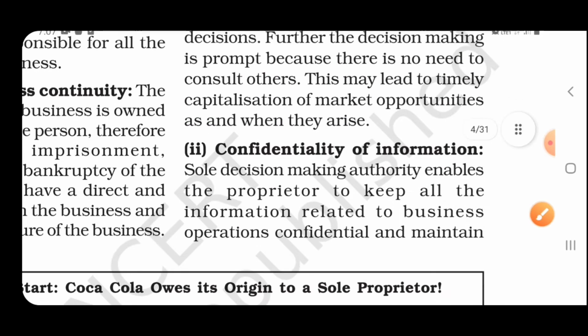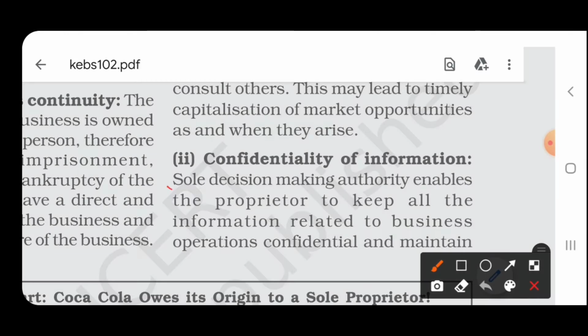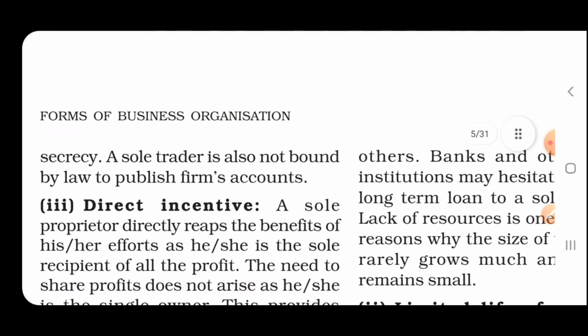The second one is confidentiality of information. This decision making authority enables the proprietor to keep all the information related to business confidential and maintain secrecy. That is, when a single person is doing all the activities, then he can keep everything confidential, he can keep all the things in secret, because nobody is there to share all this information, right? Because he's doing this alone. So this is known as secrecy and confidentiality.